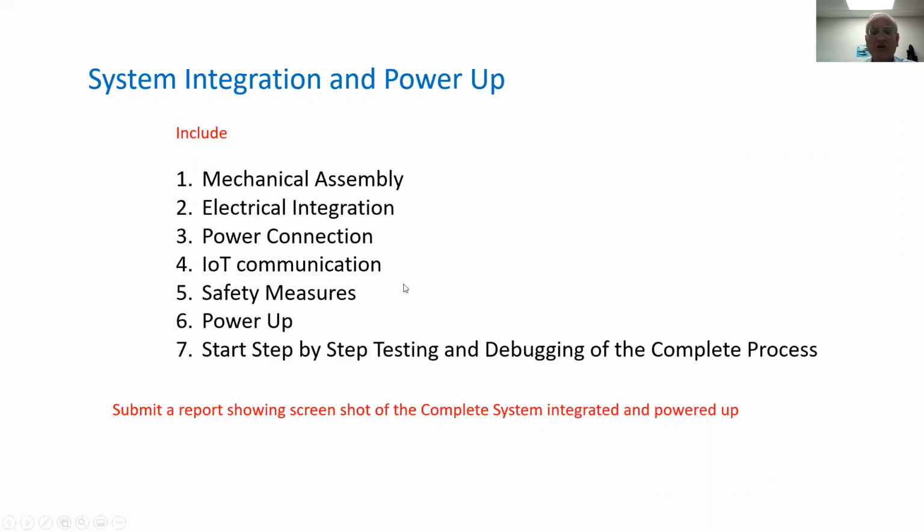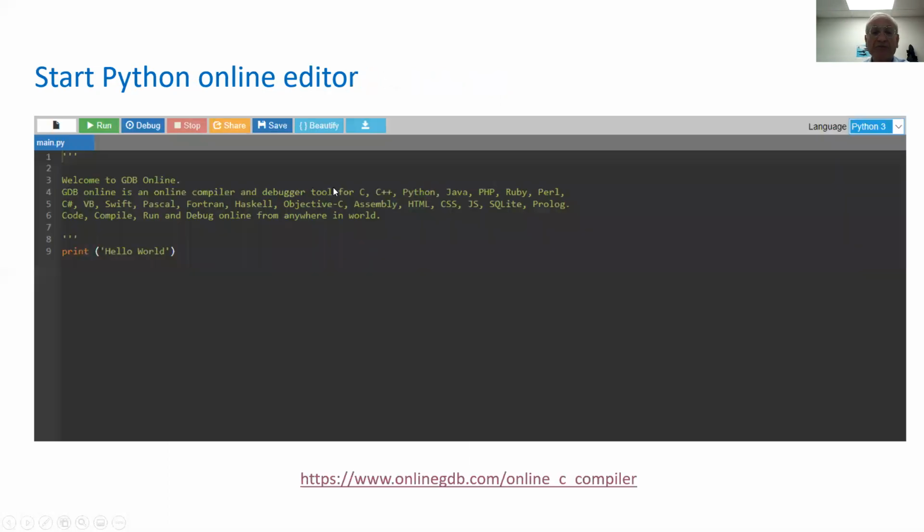measures. 9 volts is not going to hurt us, but if we're working with 110 or 220 volts, we'll make sure that everything is nice and safe. Then we power up the machine and start the step-by-step testing and debugging of the complete process. As a report, we like to see screenshots of the complete system and the light of the power up.